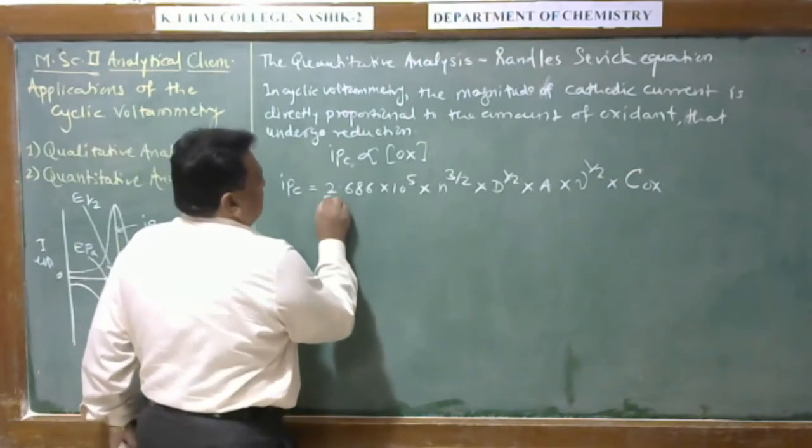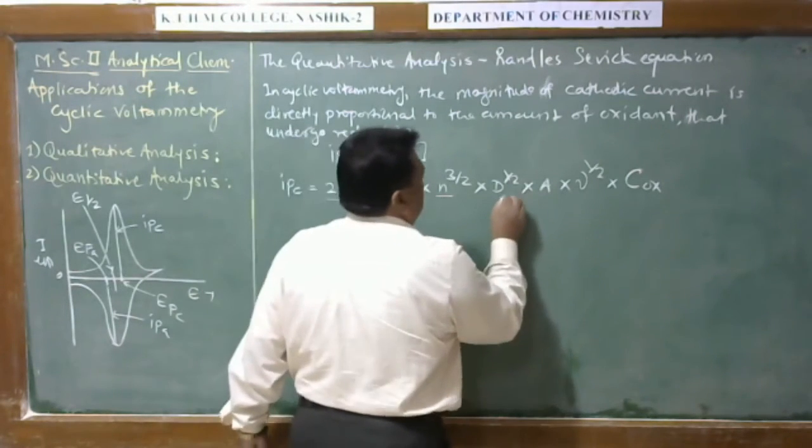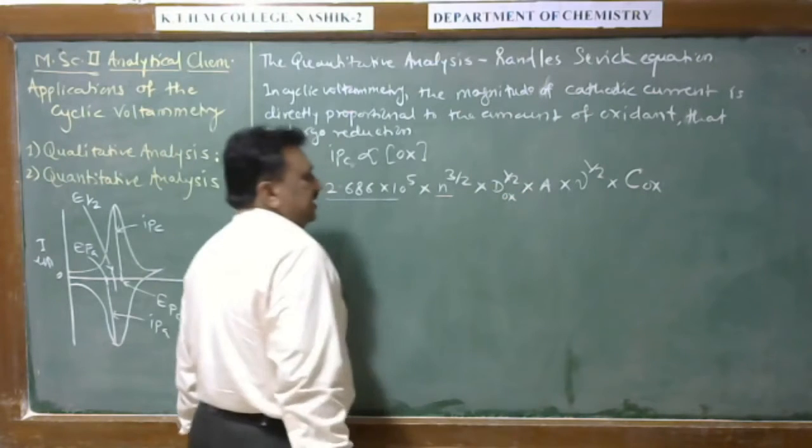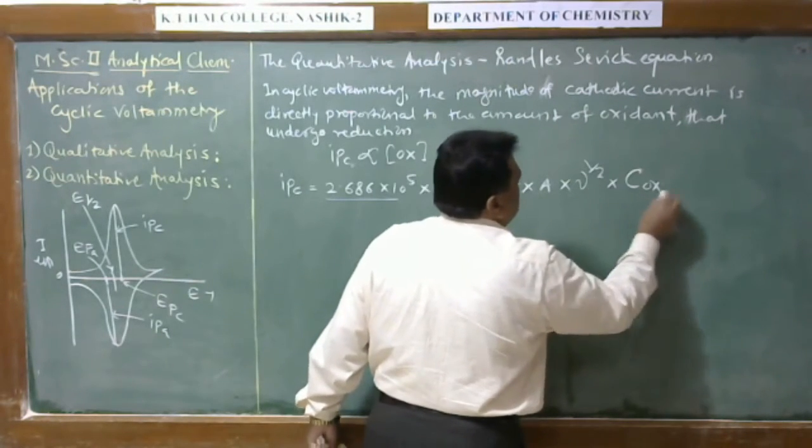In this case, this is a constant. Here, n is the number of electrons involved in the reaction. D is the diffusion coefficient of that oxidant. A is the electrode area, and mu is the scanning velocity.